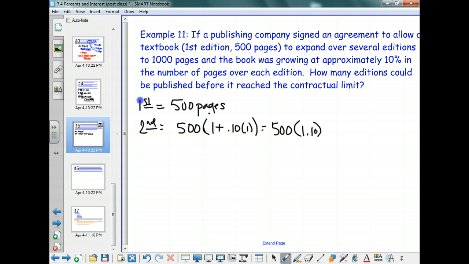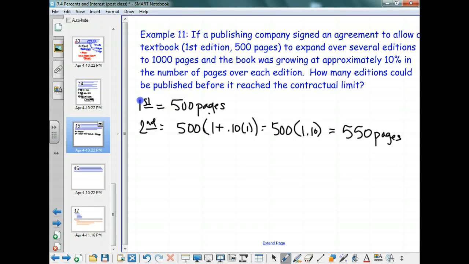The other thing you can say is this one right here is representing 100% of the book, right? The original 500 pages. This 10 is representing 10%, the additional 10% number of pages. What do you get? How many pages is the second edition? That's right, it's 550 pages.